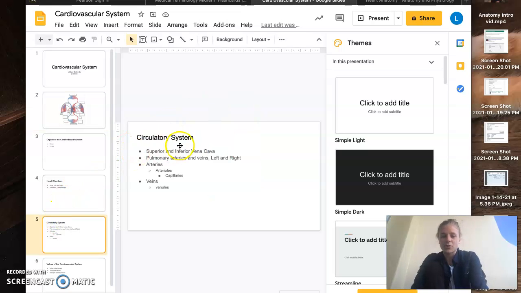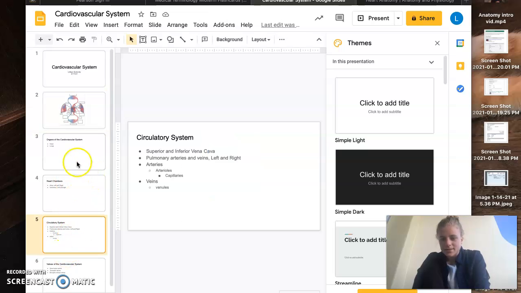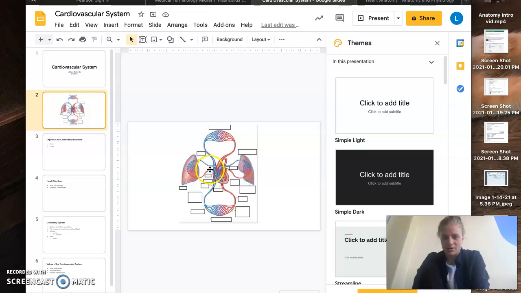Next, we're going to go over the circulatory system. We've got our superior and inferior vena cava. This is the superior vena cava right here, and the inferior vena cava. The purpose of these is to return blood to the right atrium. So they are just going to return blood to right here.